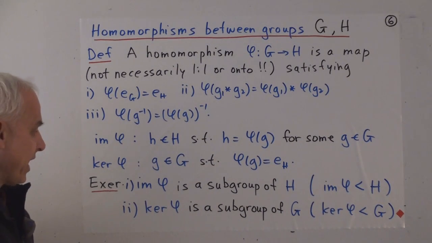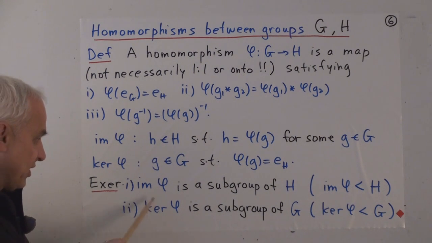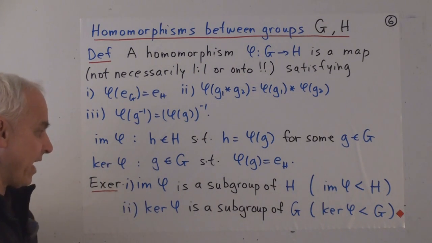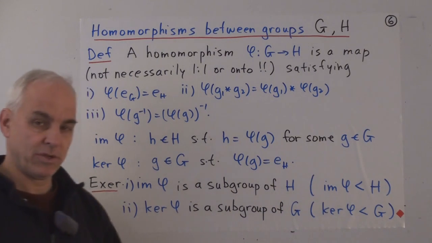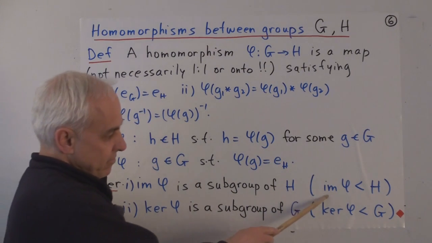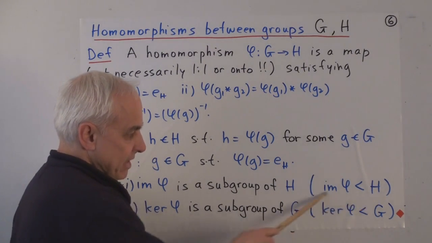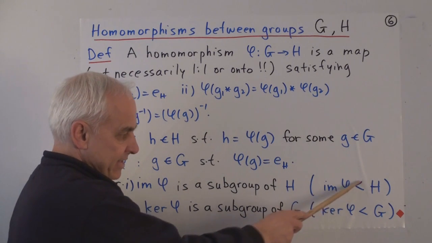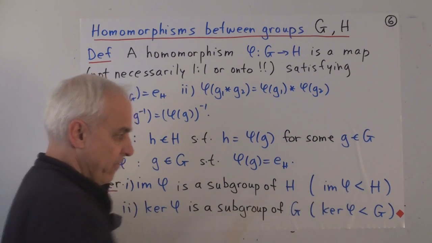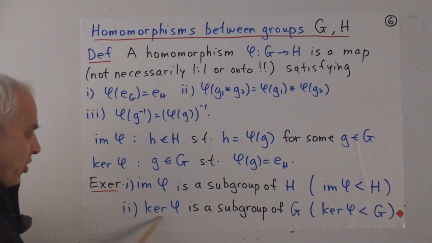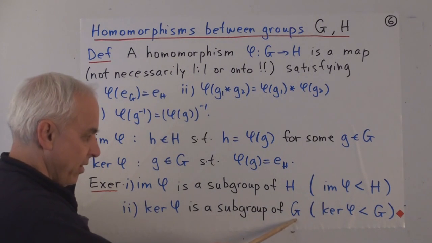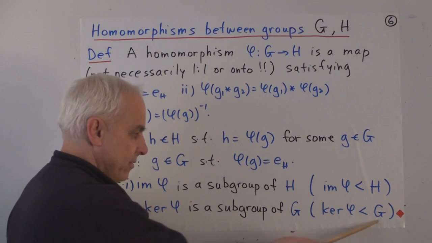All right, and then a very important exercise that you should do, if you haven't done this at some point, is to convince yourself that the image of phi is a subgroup of H. And generally we write this with a less-than sign for being a subgroup. So image of phi, this less than means that this is a subgroup of that. And that the kernel of phi is a subgroup of G, written like this.